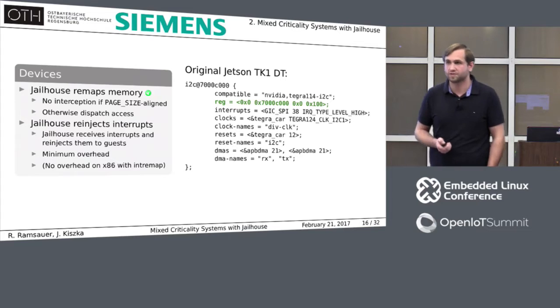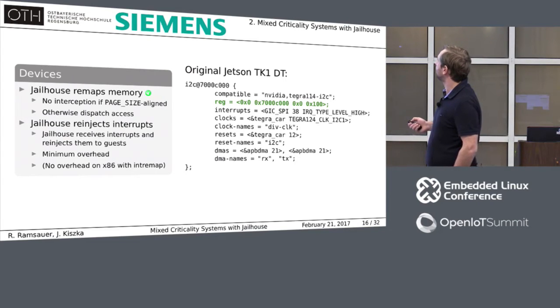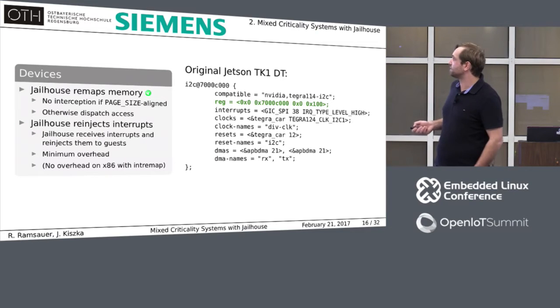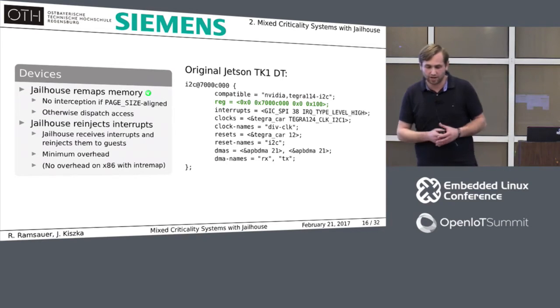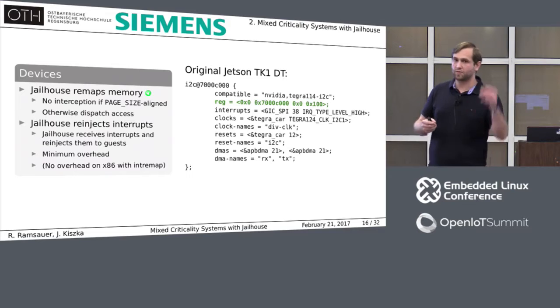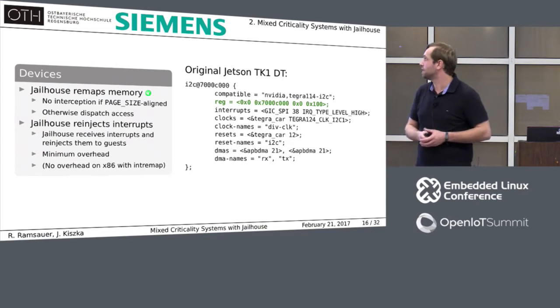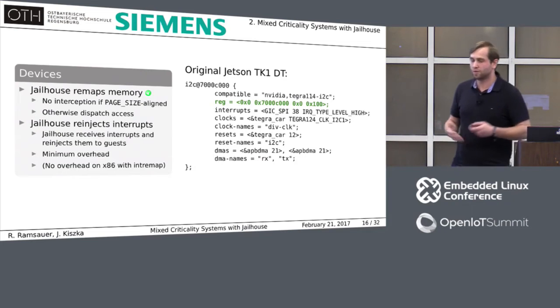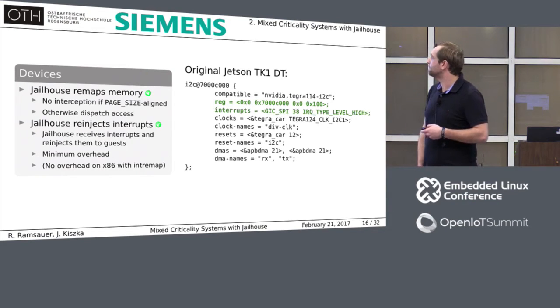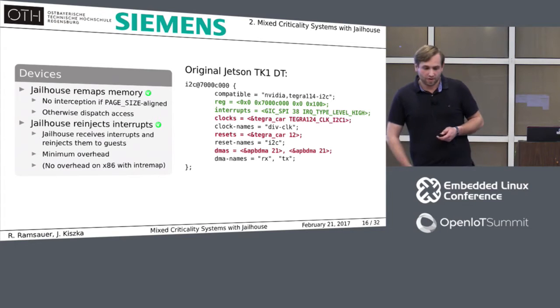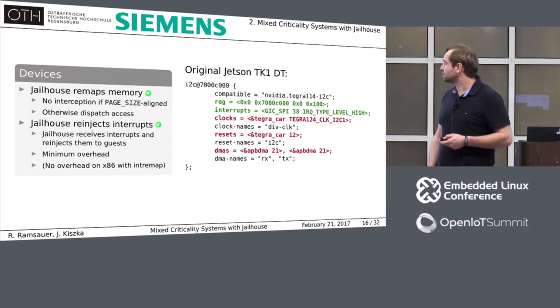Jailhouse then supports re-injecting interrupts. This device uses the shared peripheral interrupt 38, and we can simply say in our Jailhouse cell configuration, okay, please remap this interrupt so that it arrives in that cell. And with a little overhead, the interrupt will eventually arrive in that cell. But then we have those three left: clocks, resets, and DMAs.